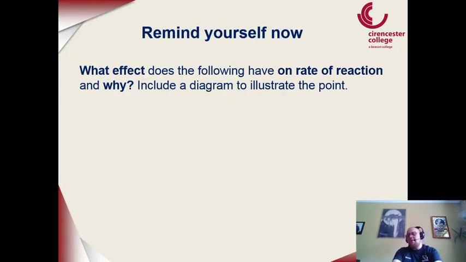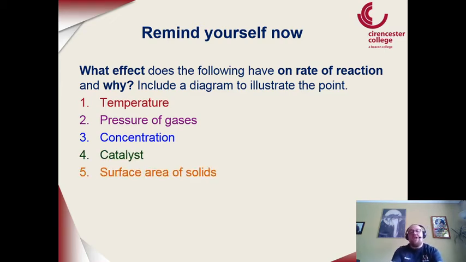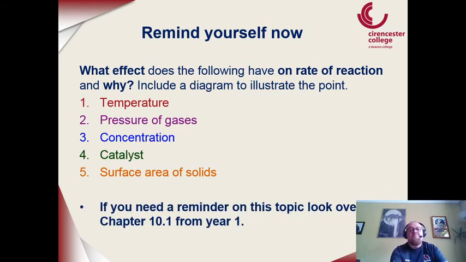So, back in GCSE and last year, we spoke in detail about the effect of certain things which change the rate of reaction. They were temperature, pressure of gases, concentration, catalyst, and surface area of solids. Those 5 things you have to know how they affect the rate of reaction and why. So what I'm going to do is just revise them quickly with you now. You might want to pause this video here and draw out how each of those things work, but we'll do that now.